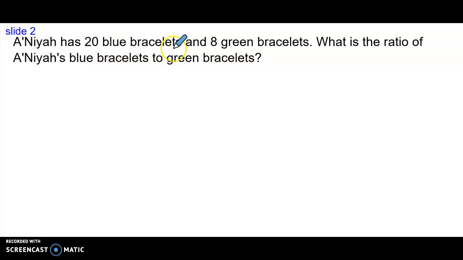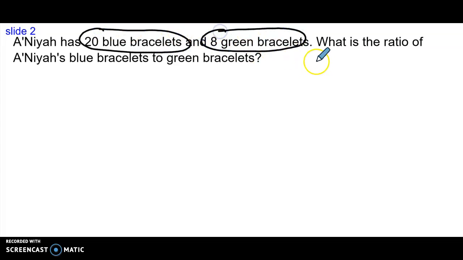Anaya has 20 blue bracelets and 8 green bracelets. What is the ratio of Anaya's blue bracelets to green bracelets? Now notice I have 20 blue bracelets and I have 8 green bracelets. But look at the question. It says, what is the ratio of? There's no other numbers. We don't have a rate, right? It's just saying, what is the ratio of blue bracelets to green bracelets?